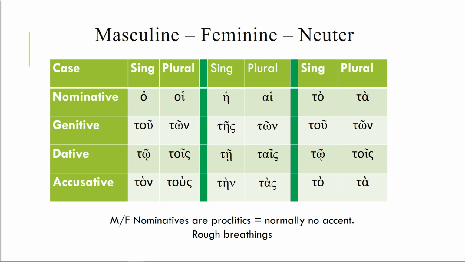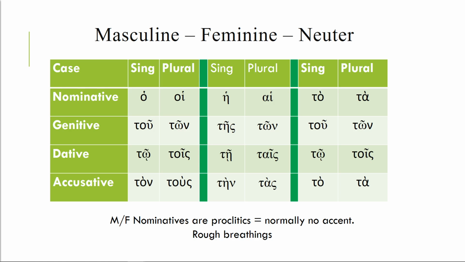First, you'll notice they're all short, and that all but the nominative of the masculine and feminine start with tau. The tau is the root, and the rest of it is the ending that we're going to be using on nouns, so pay attention to that. Notice that those first four forms are rough breathings. So the ones that begin with a vowel are all rough breathings, so they're pronounced with an H sound on them. And they're also proclitics. They lean forward, so they normally have no accent.